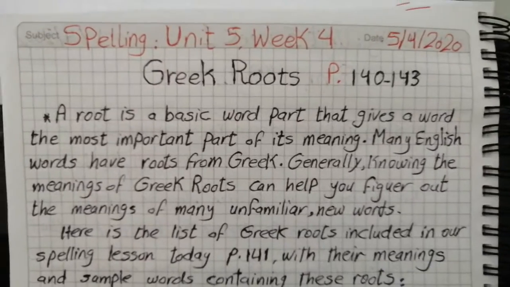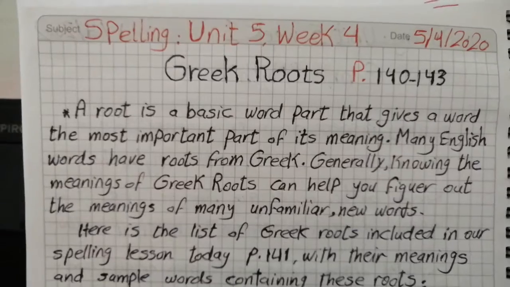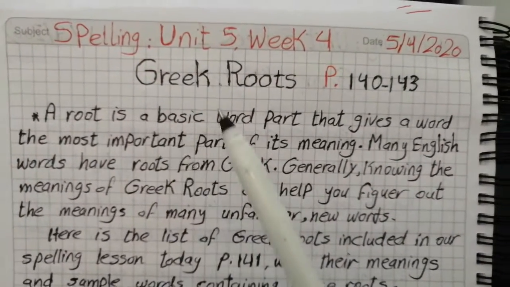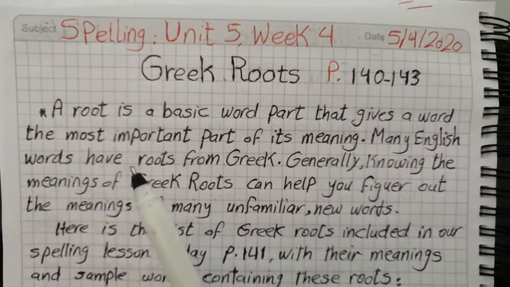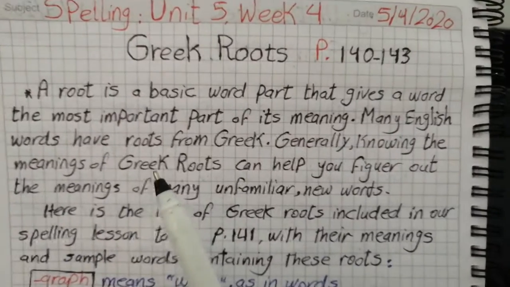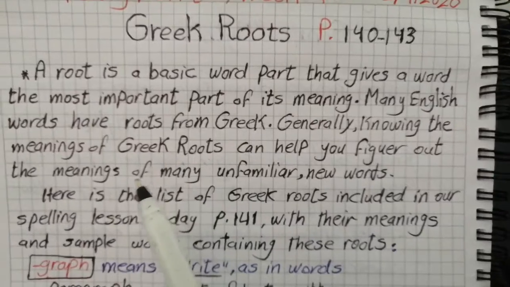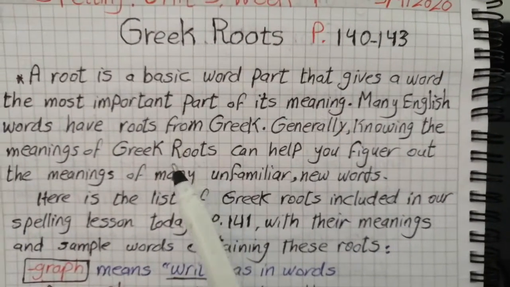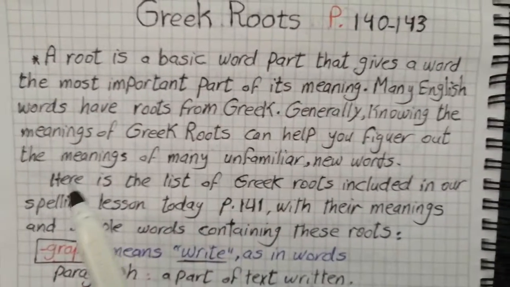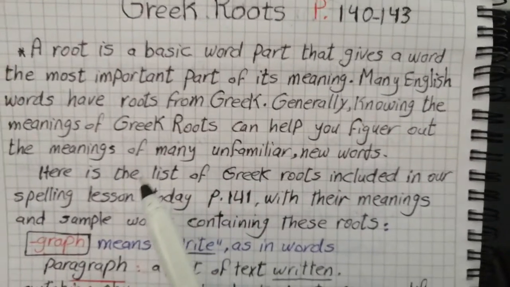In the previous lesson, we learned about the Latin roots. Today, we are focusing on the Greek roots. In general, as we learned in the previous lesson, a root is a basic word part that gives a word most of its meaning. Many English words have roots from Greek and Latin. If we know the meanings of these roots, whether they are Greek or Latin, this can help us greatly figure out the meanings of many unfamiliar new words.